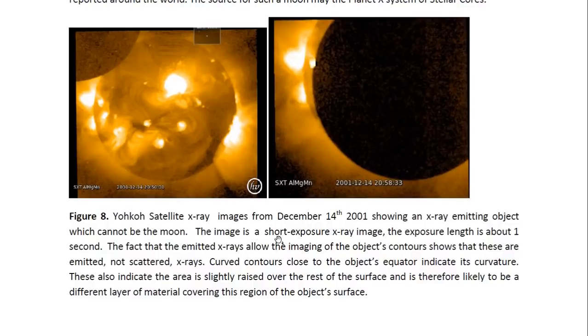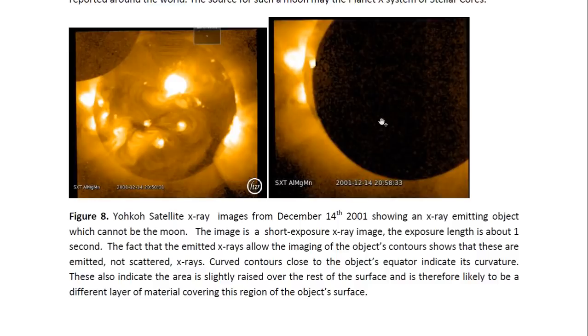Now, these are very short exposure images. The exposure is only of about 1 second, perhaps even less. And the fact that the emitted X-rays allow the imaging of the object's contours. You can actually see contours on this object. You can see this curved line here that seems to be raised above this level. So there seems to be some kind of layer above this other layer on the object, and there seems to be quite a lot of X-rays being emitted from that layer.